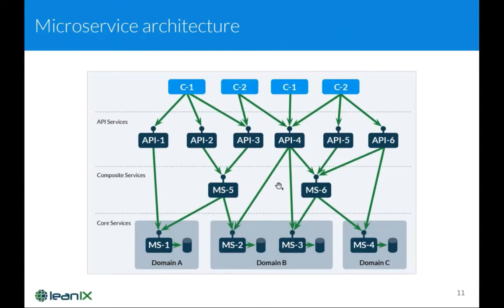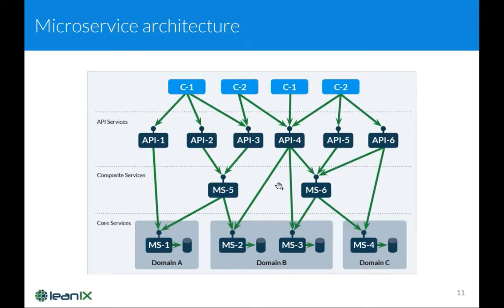A typical microservice architecture could look like this. At the very bottom, you have the core services, and already one interesting and key concept of microservices as a best practice: all these different microservices, here called MS1, MS2, have their own database, so they don't share databases, which again decouples complexity.